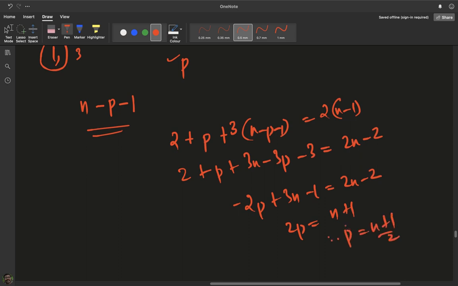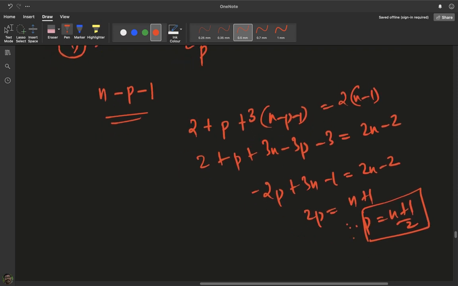So there are totally (n+1)/2 pendant vertices there. Very simple: you are just adding up all the degrees. The answer should be equal to 2 raised to 2n minus 1, and when you solve it, you will get the answer of p as (n+1)/2. So out of n vertices, you have (n+1)/2 vertices of degree 1 and 1 vertex of degree 2.